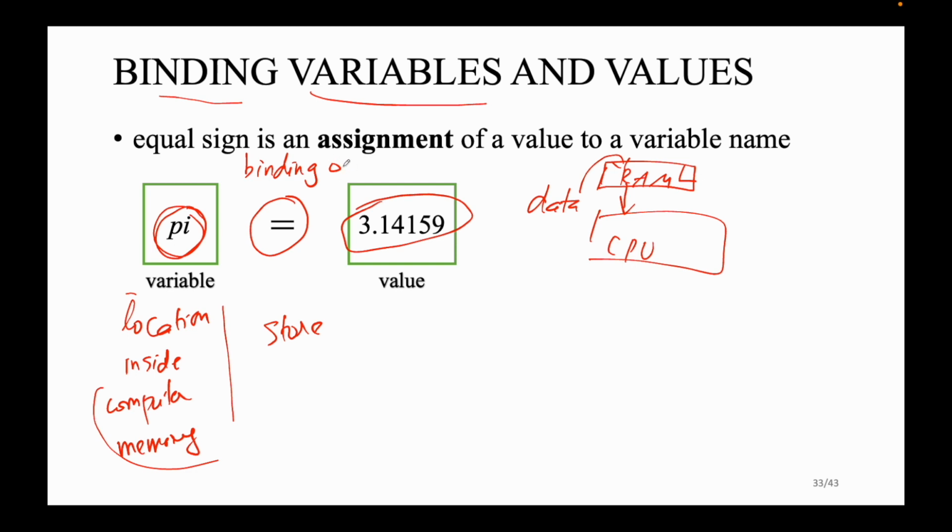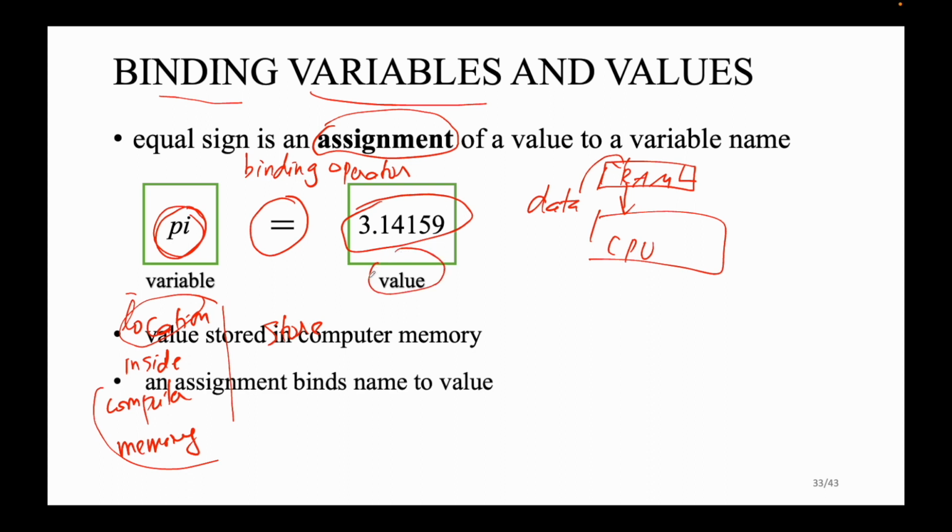So this one we call a binding operator, or assignment. Okay, so to summarize, a variable is a place or location inside computer memory used to store a value, and then we assign a name to a value here.